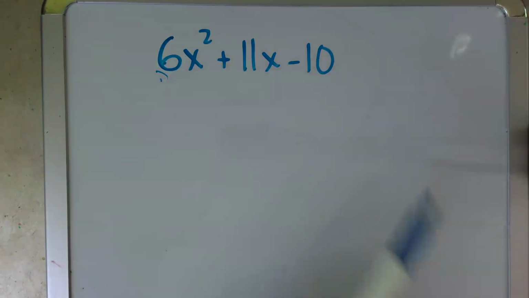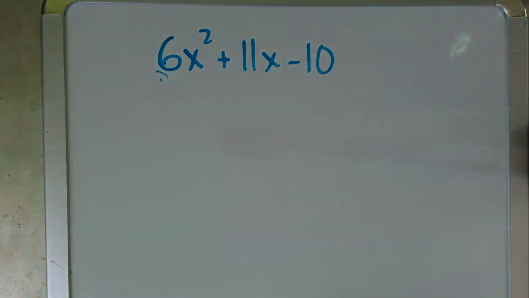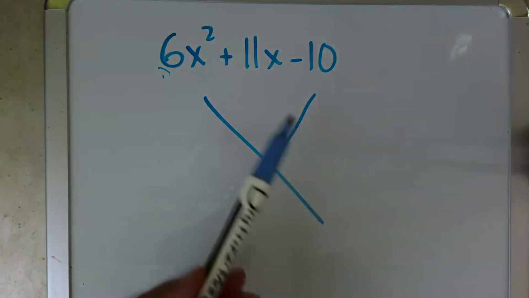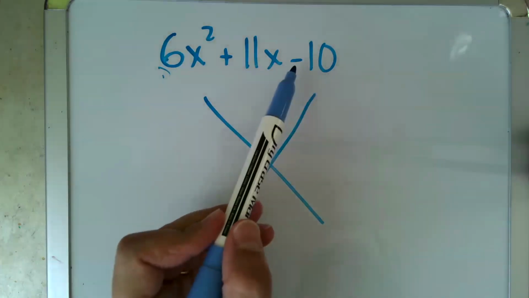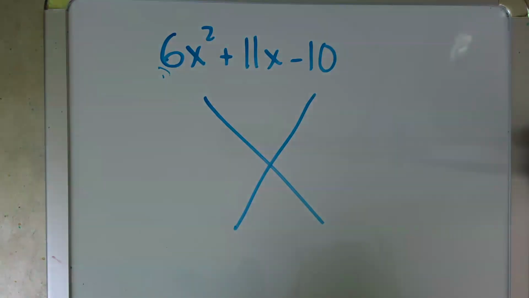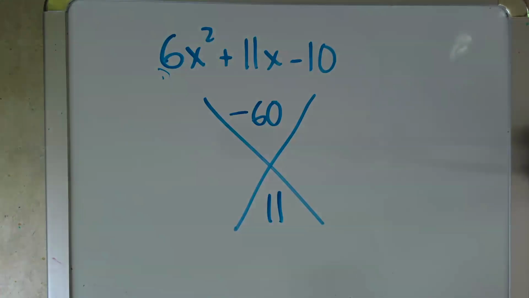a squared term, an x term, and a term that has no x, or an x to the 0. When I see this, the first thing I'm going to do is use the x method. If this is new to you, check out this video where we do it a little more slowly. But if not, we're going to remember that in our top, we put a times c, and we have to include the sign. So that's 6 times negative 10, or negative 60. And down here, we put our b, which is 11. The question we're asking ourselves is, what multiplies to negative 60 but adds to 11?